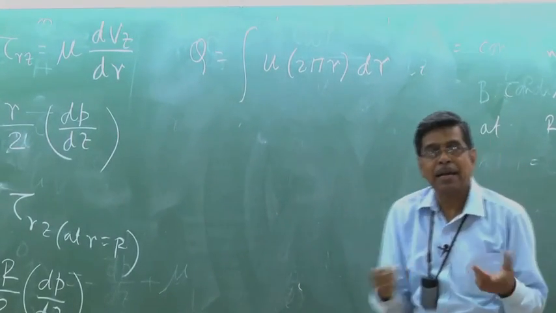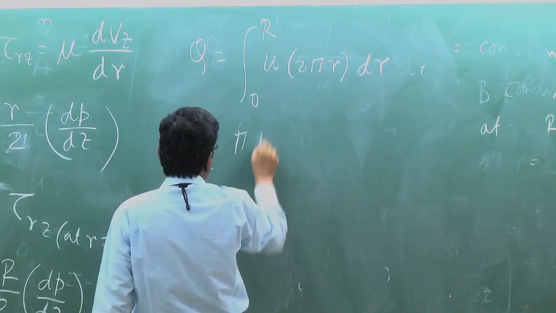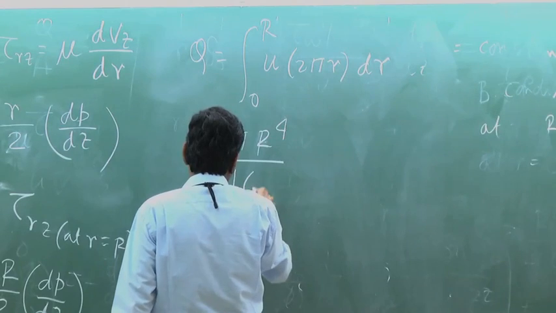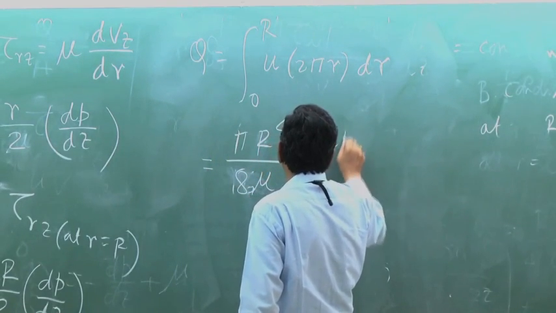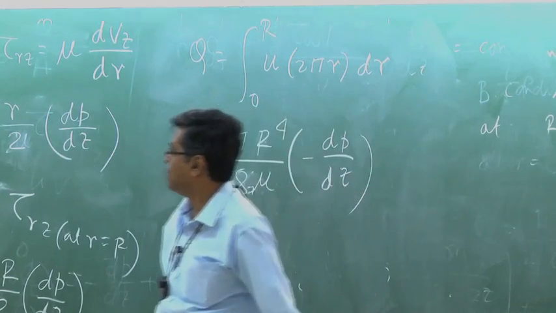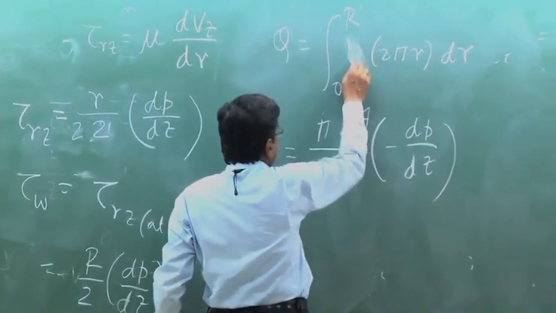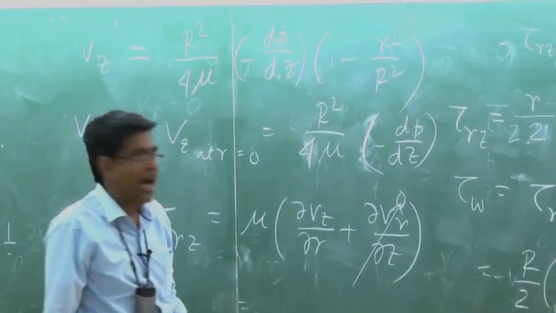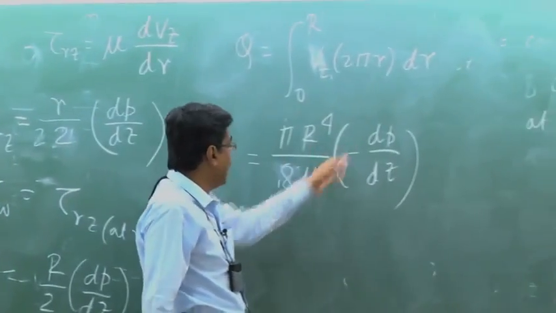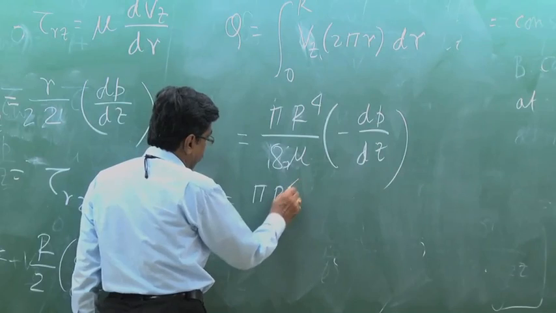Here dA is the annular area twice pi r dr, and this integrated from 0 to R, and you get a value of pi r4 by 8 mu into minus dp dz. That means if you substitute this distribution, sorry, I am extremely sorry, this will be Vz. So if you substitute this Vz expression here, you get pi r4 by 8 mu minus dp dz. And to represent the Q, you can express this as the modulus of this. That means Q can be expressed as pi r4 by 8 mu.